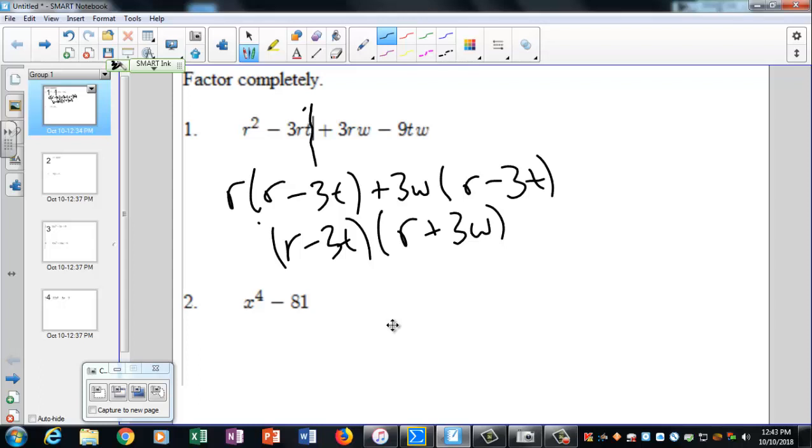X to the 4th minus 81. Now you saw one similar to that earlier today. It was x to the 4th minus 16. So x to the 4th minus 81 is x squared plus 9 and x squared minus 9.